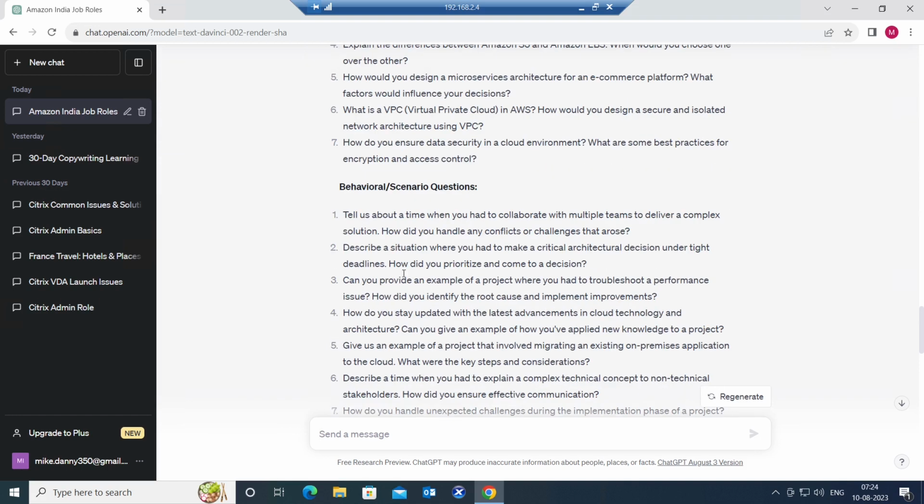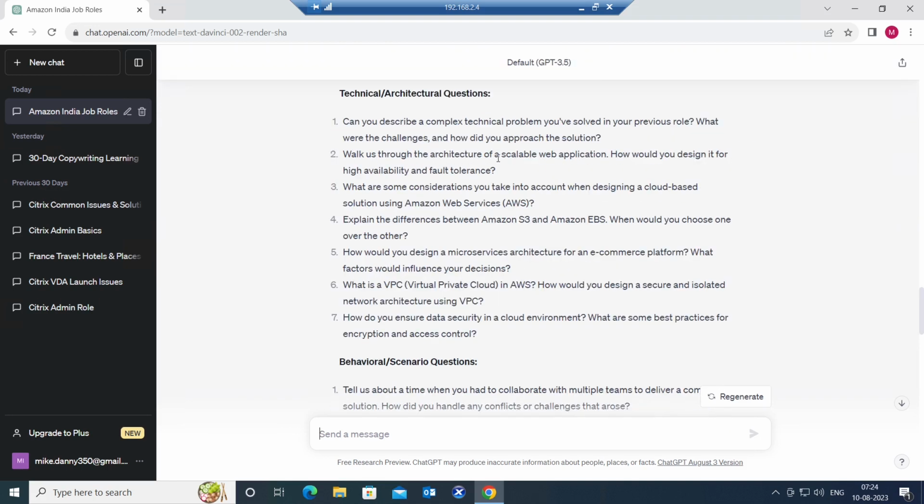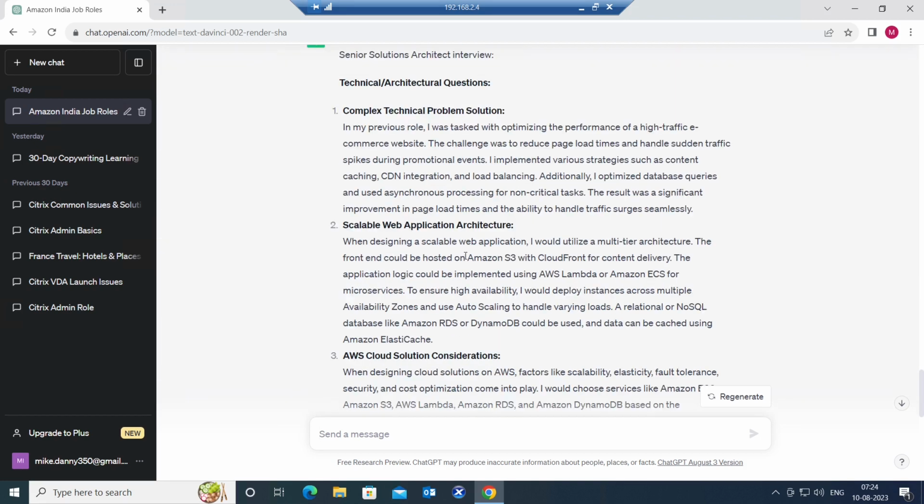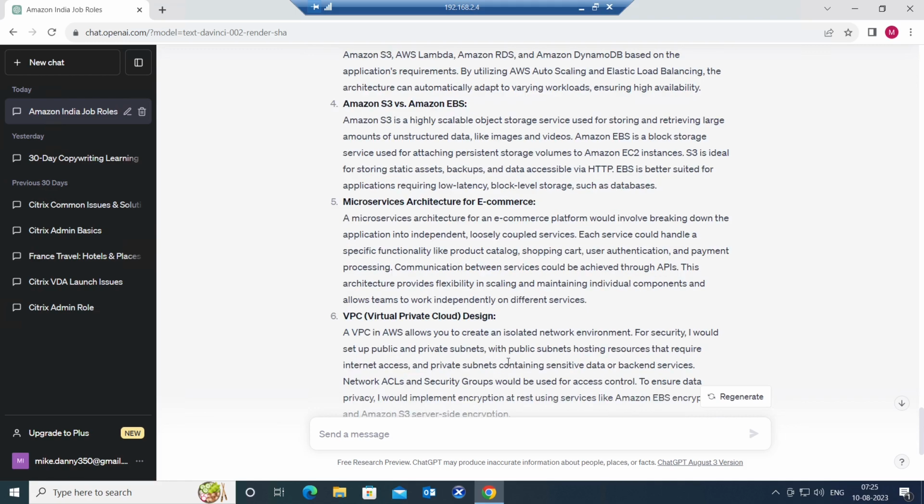And if you see the second question, it says, walk us through the architecture of a scalable web application. How would you design it for high availability and fault tolerance? And it is giving the answer here. When designing a scalable web application, I would utilize a multi-tier architecture. So basically, you are getting the questions that have been asked in an organization, and you are also getting the answers on how to respond. So if you already have knowledge on this topic, then you just need to find out the answers and answer those questions during the interview. So you're getting everything here: first answer, second one, third one, four, five, six, seven.